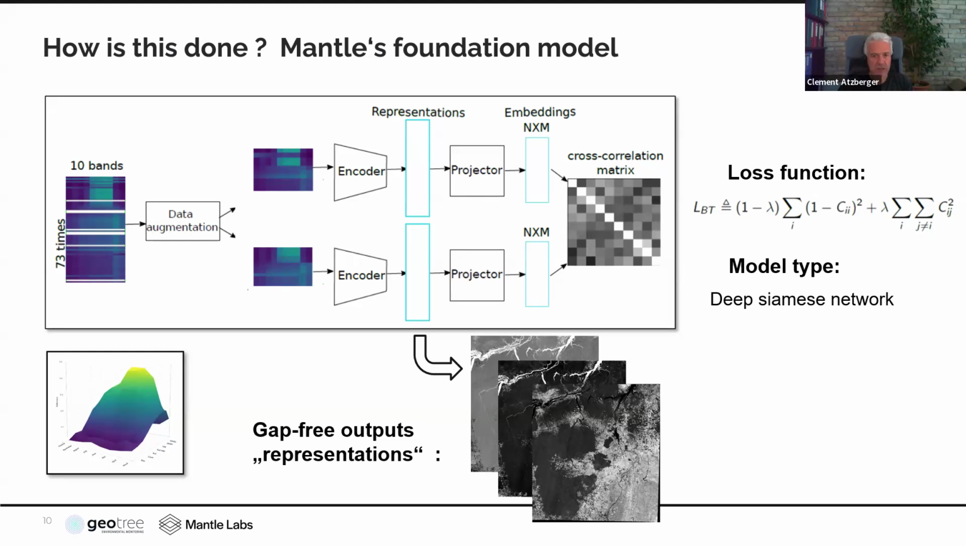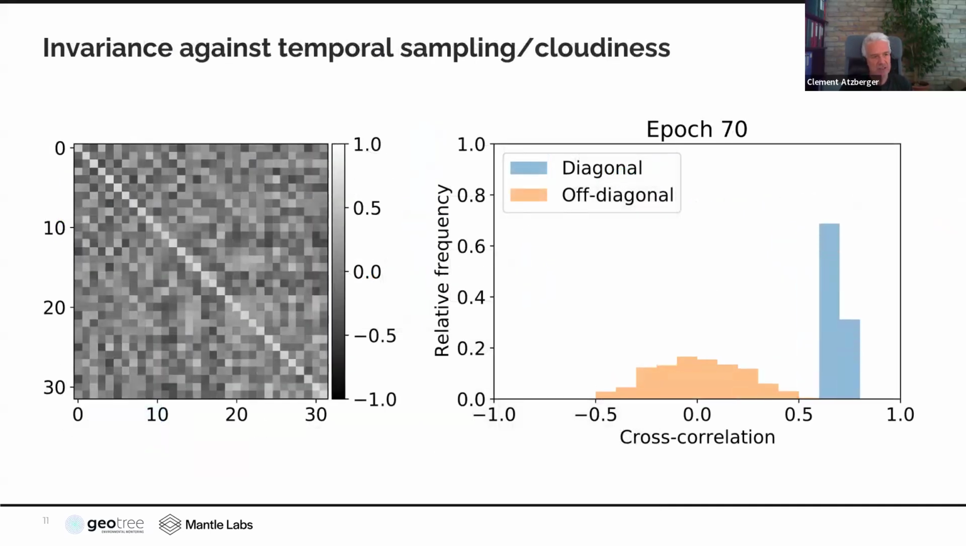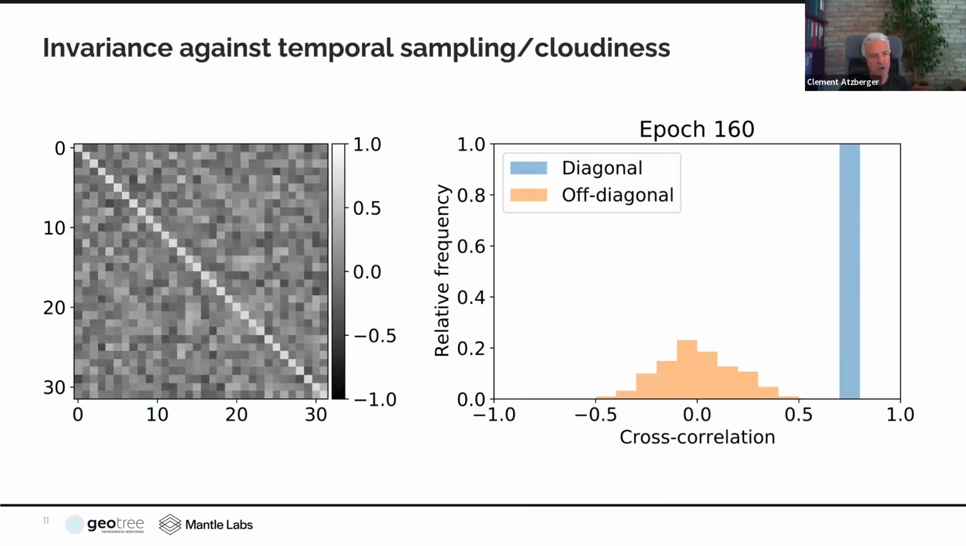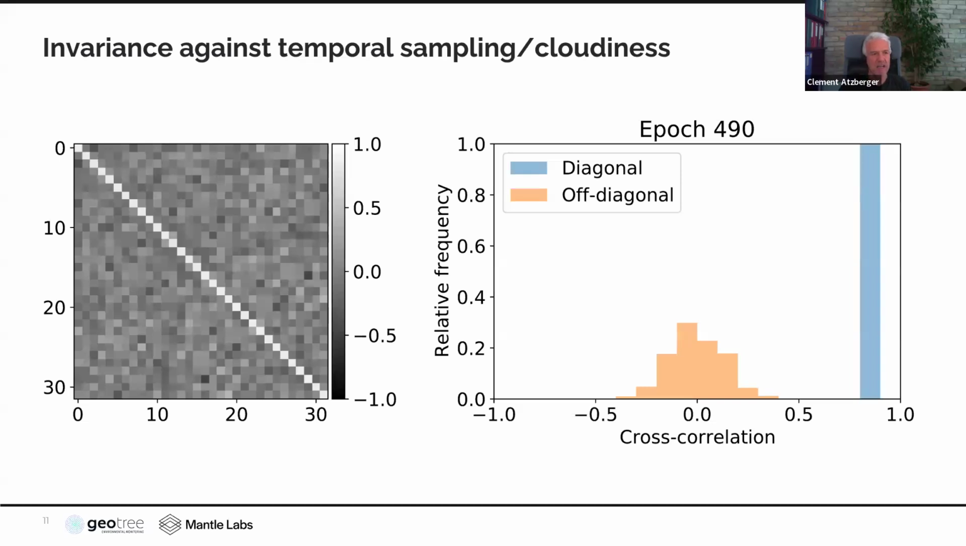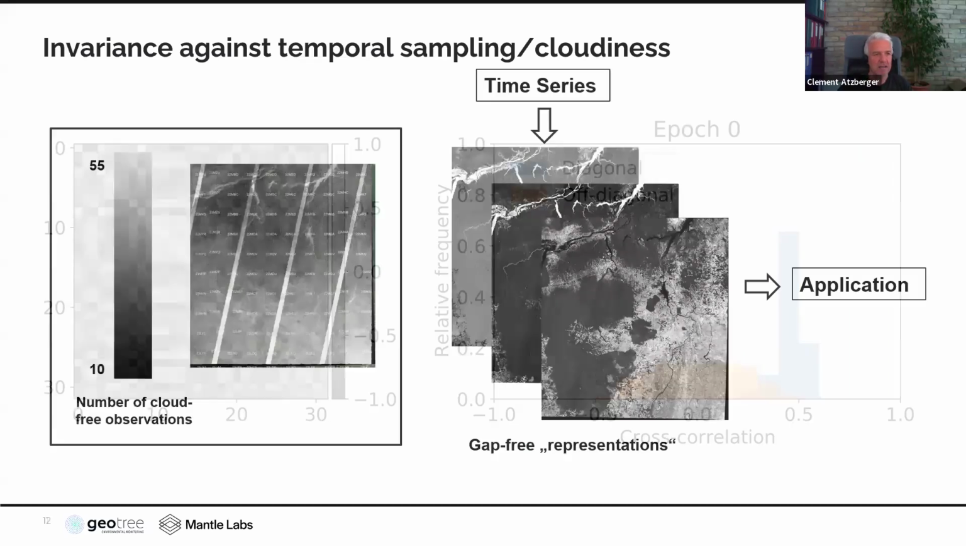Once the network is trained, you apply it to your messy and corrupted data, pixel by pixel, right? And you get these gap-free representations shown on the bottom. Now, before I show you some representations, this is, let's say, as a function of epoch, how the values off the diagonal tend to move to 0, and values on the diagonal move towards 1. This is the learning. This is what we want to see.